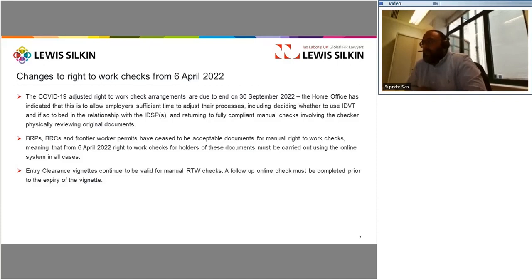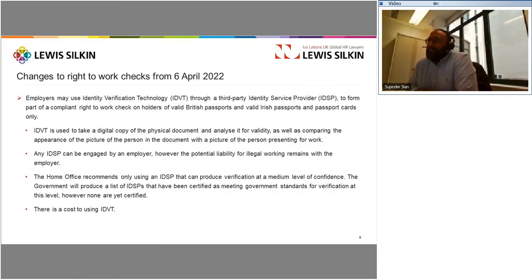Now, the requirements to become one of these IDVT providers are quite onerous, so nobody's really come forward to market their services just yet. So we're expecting that to come into play later on this year. And then that will mean British and Irish nationals' right to work checks will be brought into line with overseas nationals who can have online right to work checks. Because right now, if you're British or Irish, you're slightly disadvantaged in that only your original documents can be reviewed from a right to work check perspective.